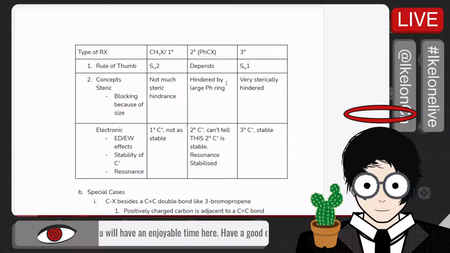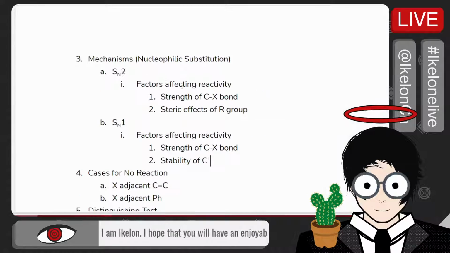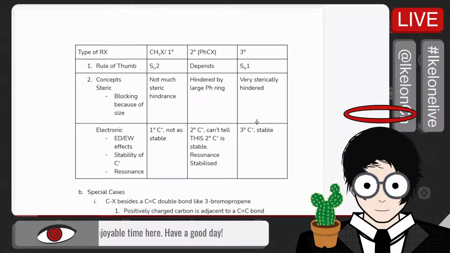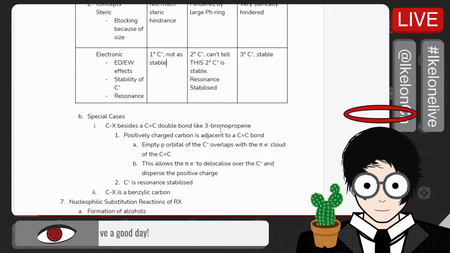So for secondary halogen derivatives, you have to actually work out whether it goes by SN1 or SN2. But for these other three types of halogen derivatives, you can safely assume that these two will proceed by SN2, and this will proceed by SN1. So you just have to figure out which one it is for secondary halogen derivatives. Anyway, now we will look at cases for no reaction, which are these two.